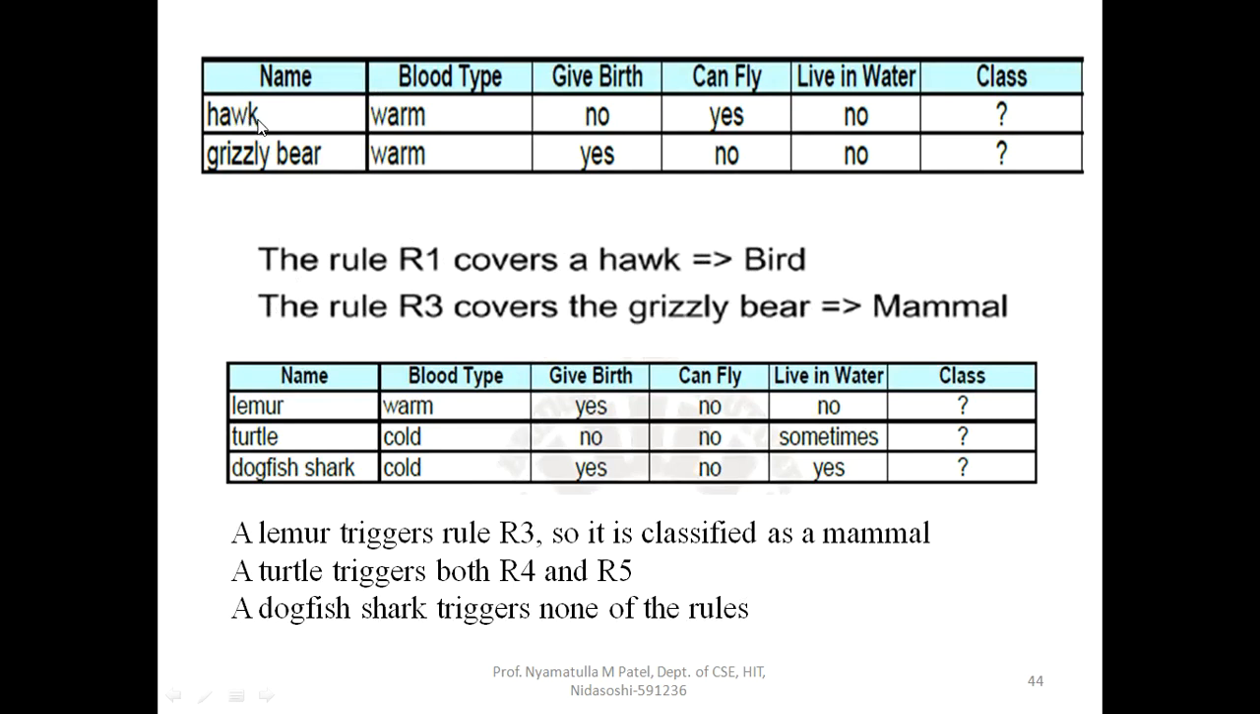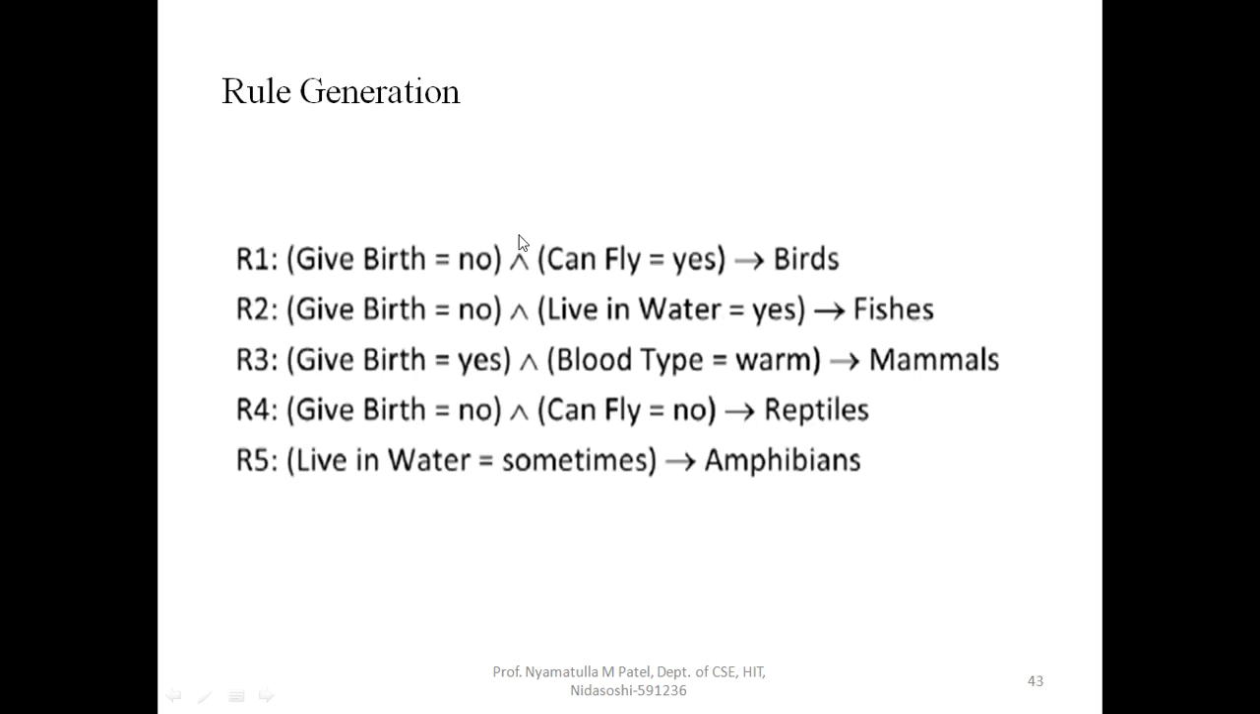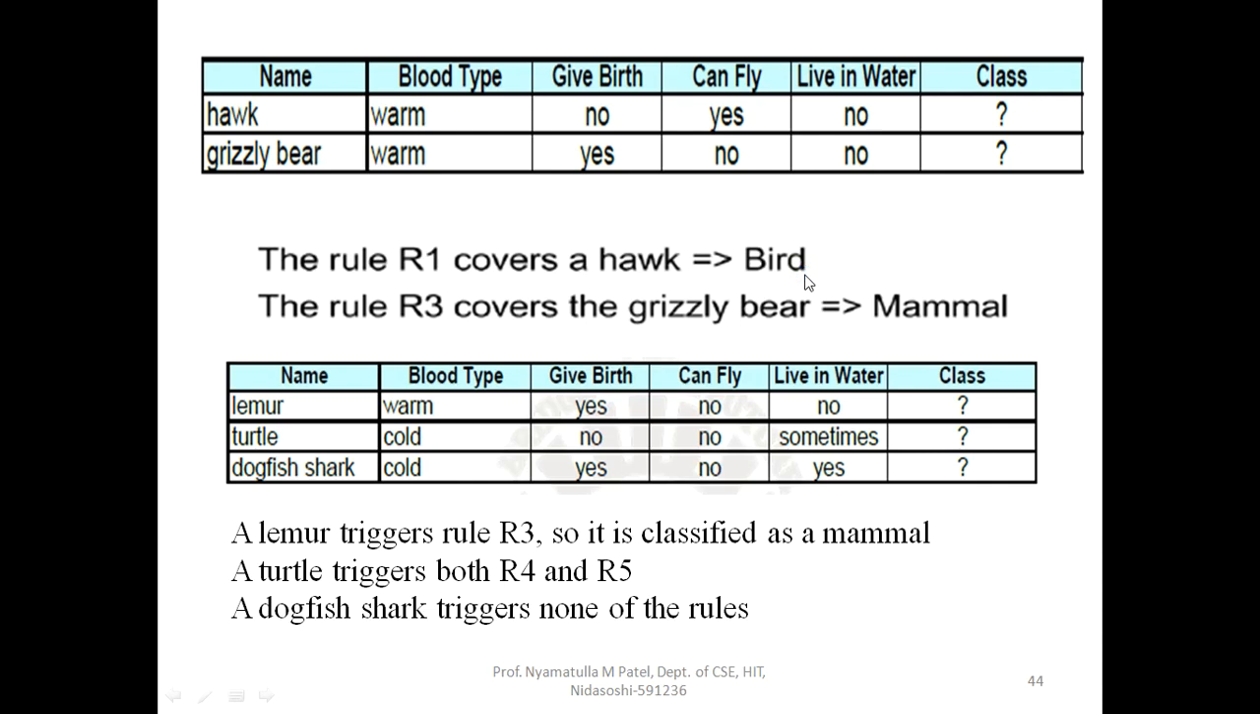Now take one example, hawk. Its blood type is warm, gives birth no, can fly yes, lives in water no. Now, to which class does this belong? Hawk is warm blooded, gives birth equal to no, can fly equal to yes. So, gives birth equal to no and can fly equal to yes, then it belongs to the birds class. So, hawk belongs to the class bird.